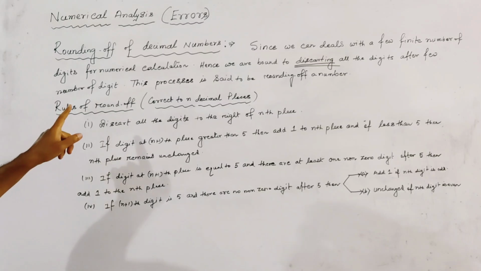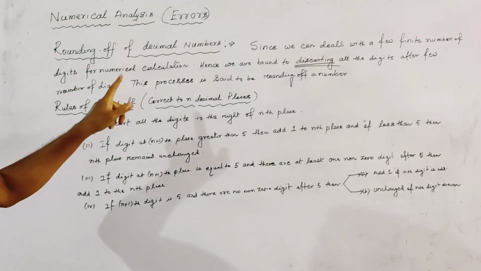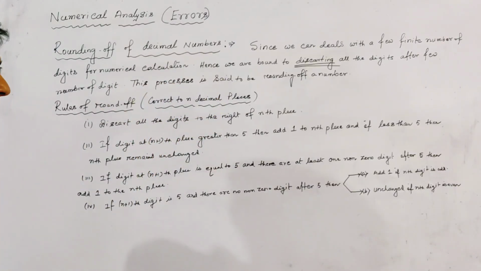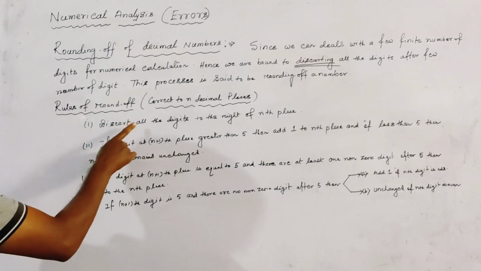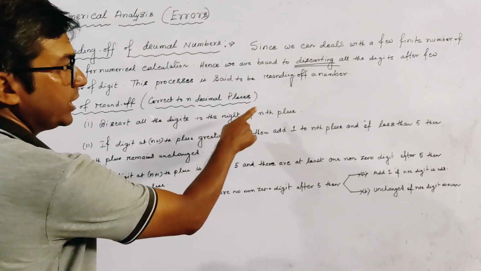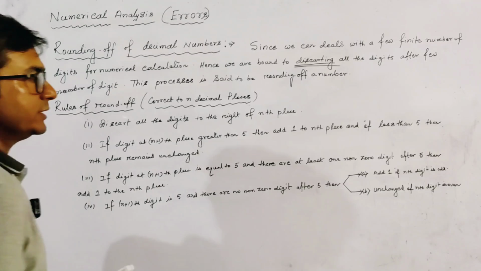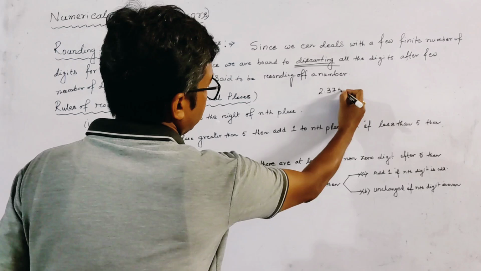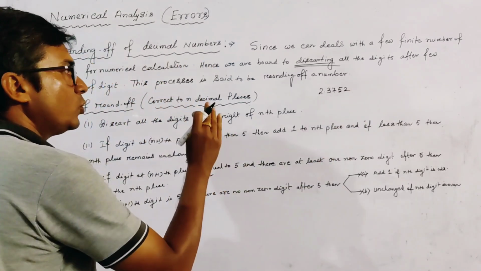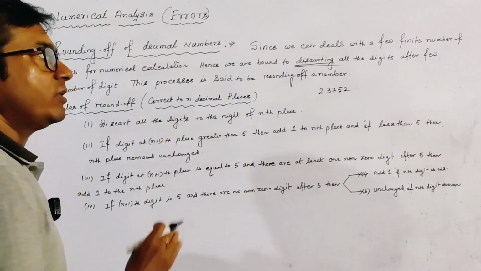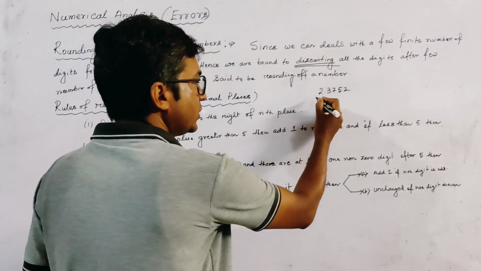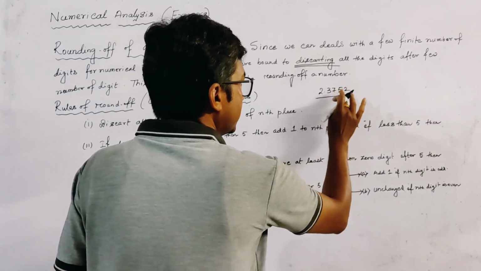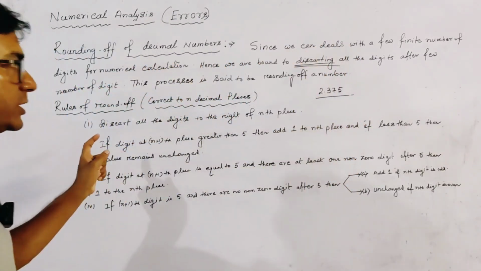The first rule of rounding off, here we assume that we have to round off the number correct to n decimal places. Then the first rule is: discard all the digits to the right of the nth place. Okay, this is the first rule. That is, if we take a decimal number 2.3752, and if we want to round off up to 3 decimal places, then we discard all the digits after 3 decimal places. That is, from this number we discard 2. Okay, this is the first rule.